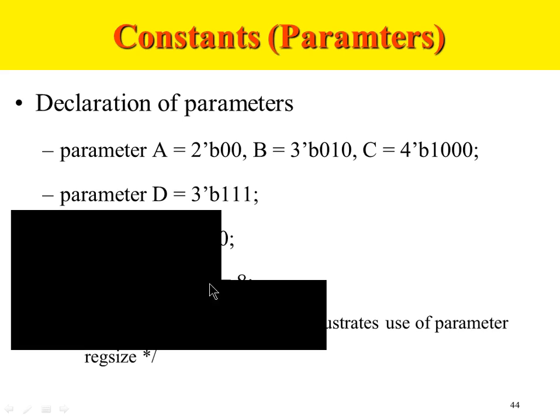With parameter reg size as 8, I can declare a reg with this label. Reg size -1 down to 0 temp. So temp is a register with multiple bits. How many bits is it? Reg size -1, so 8 minus 1, 7 down to 0. So temp is an 8-bit register. That is how I can use a parameter throughout my design. This label or parameter can be used even for input and output ports. So that is how parameters or constants can be declared in Verilog.